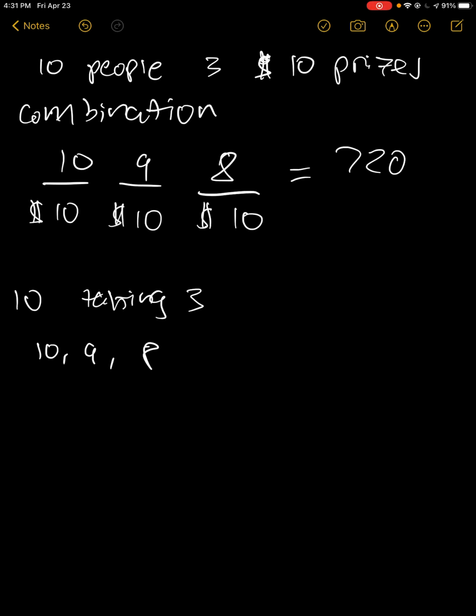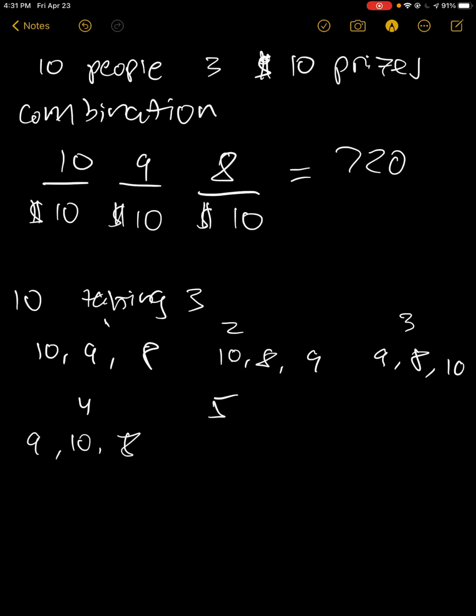So here's 1. This is 1. 2 would be 10, 8, 9. 3 would be 9, 8, 10. 4 would be 9, 10, 8. 5 would be 8, 10, 9. 6 would be 8, 9, 10, right? So here are the 6 possibilities, right? So there's 6 ways of writing 10, 9, 8 in a different order, right?